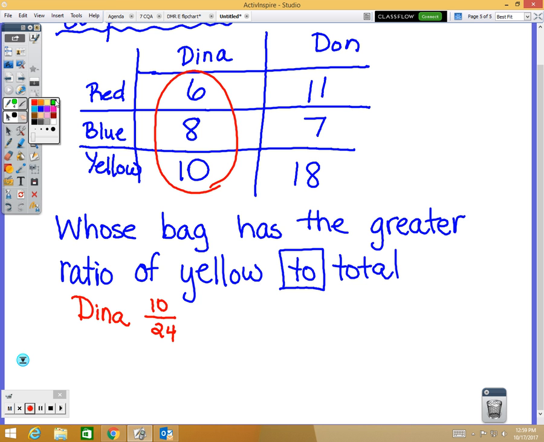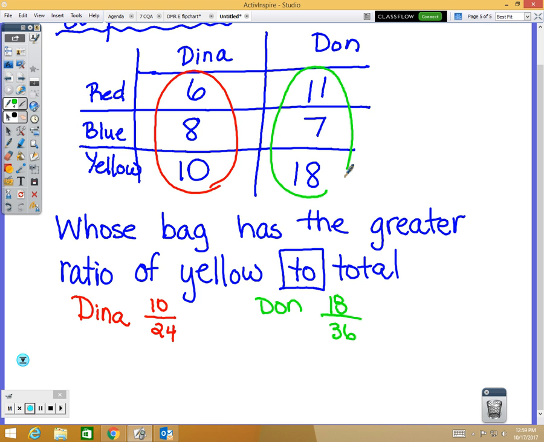Now I'm going to look at Dawn. How many yellow marbles does Dawn have? 18. How many total marbles does Dawn have? 36. I'll raise this up some. Does everyone see where we got the 24 and the 36 from? So again, we got the 24 from doing 6 plus 8 plus 10 to get our 24 total. And then for Dawn, we did 11 plus 7 plus 18 to get 36 for the total.